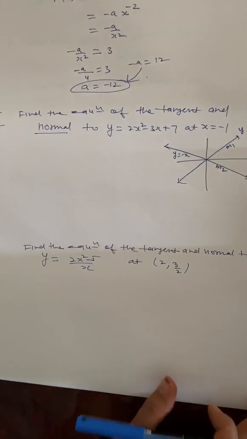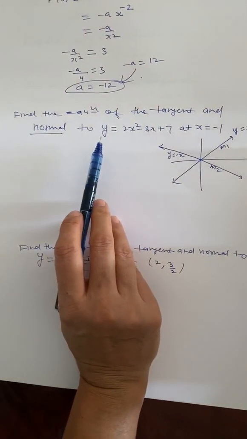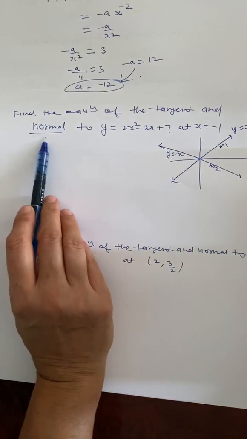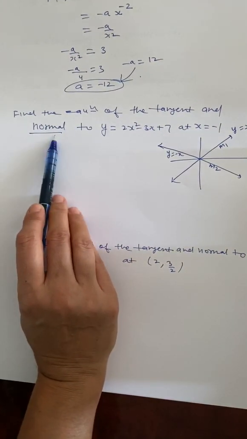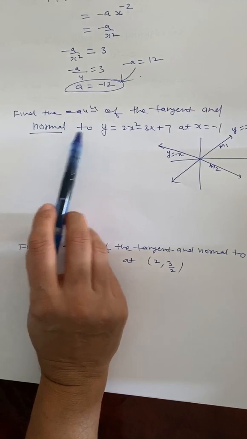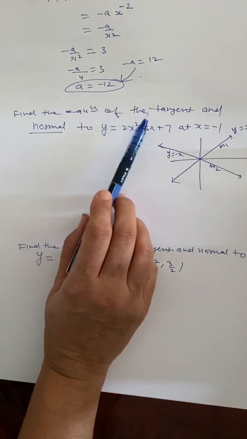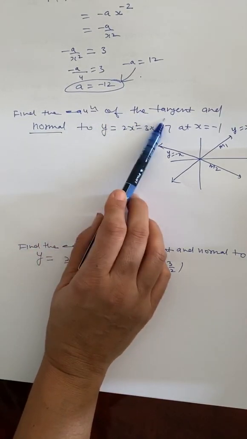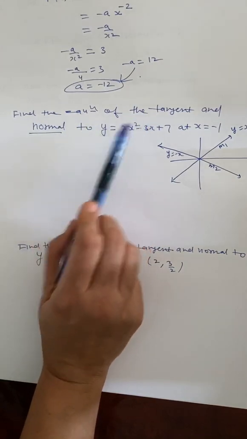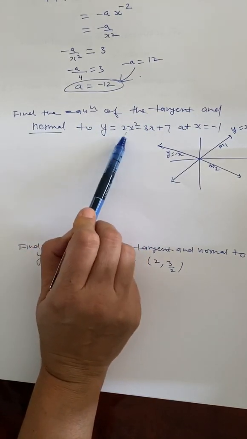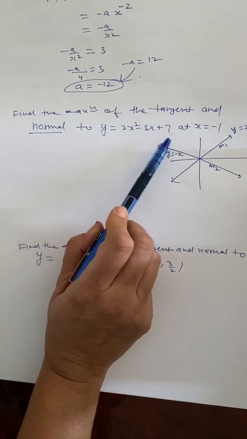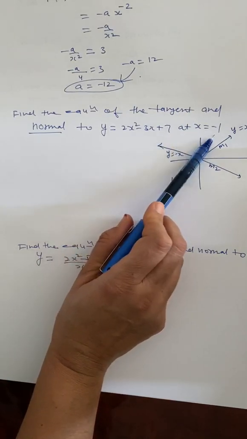Okay. Now I'm going to also do another question, and I'm going to introduce a new thing, which is the equation of the normal. You already know how to find the equation of the tangent, but I'm going to review that as well. So find the equation of the tangent and normal to y is equal to 2x square minus 3x plus 7 at x is equal to -1.